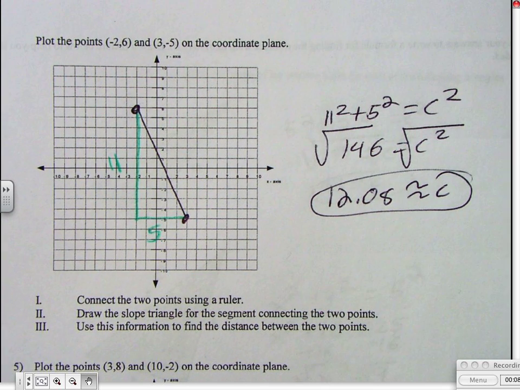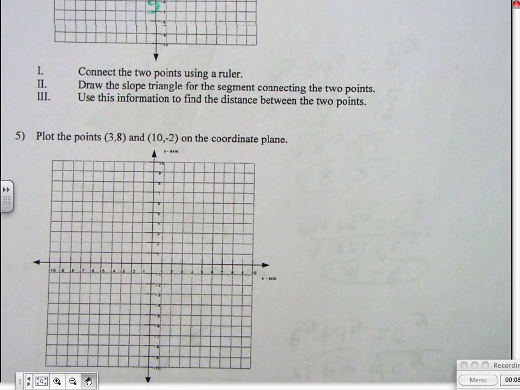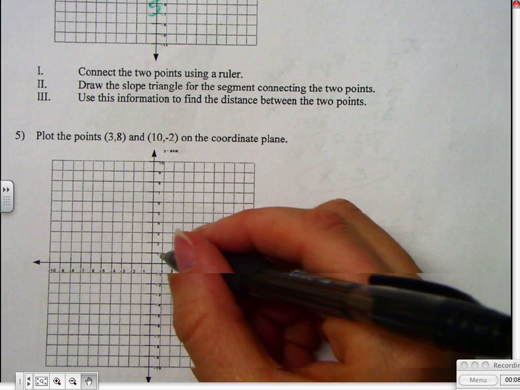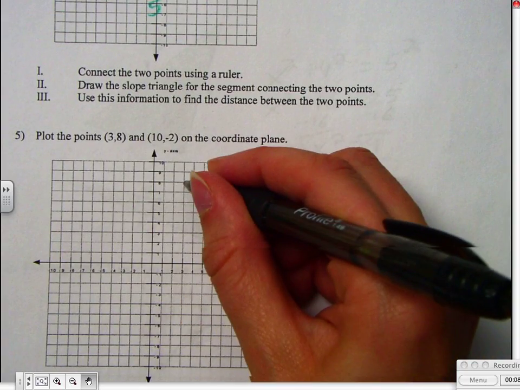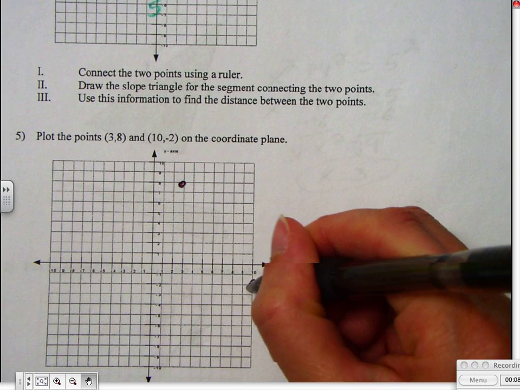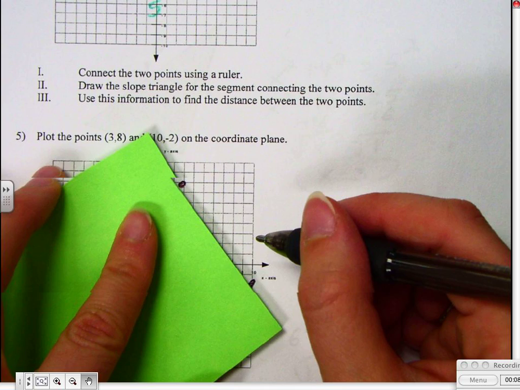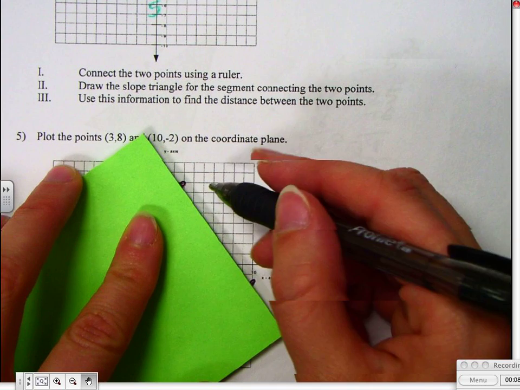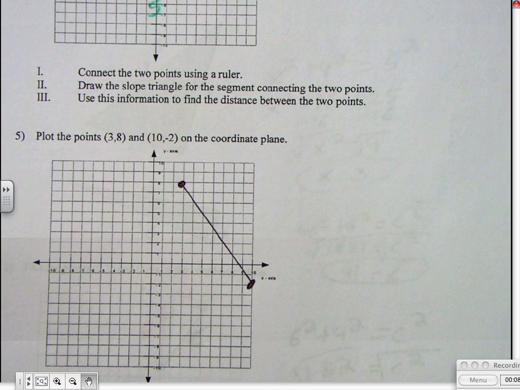Okay. Number 5. I'm going to plot the points. We go over 3, up 8. We go over 10, down 2. We connect our sides. We do our slope triangle.